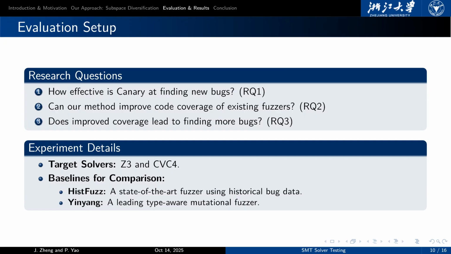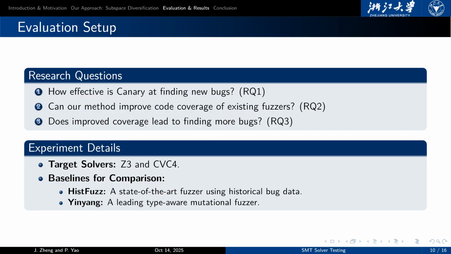Now, let's look at how well this works in practice. We designed our evaluation to answer 3 key research questions. First, how effective is Canary at finding new, previously unknown bugs? Second, can our method improve the code coverage of existing state-of-the-art fuzzers? And finally, does that improved coverage actually translate into finding more bugs?